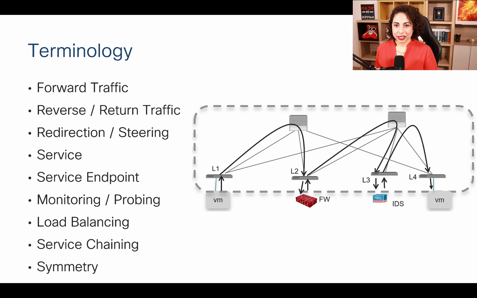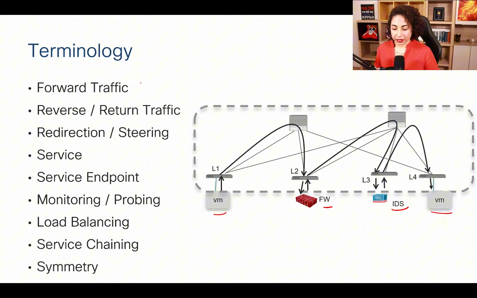And speaking of flexibility, I would like to use this drawing to introduce or remind some key terminology points again. So let's consider this use case where I have a fabric that consists of 4 leaves, so leaf 1, leaf 2, leaf 3, leaf 4, and 2 spines. On these 4 leaves, I have some endpoints that are attached. So I have a VM source here, a VM destination, I have a firewall, and I have an intrusion detection system.